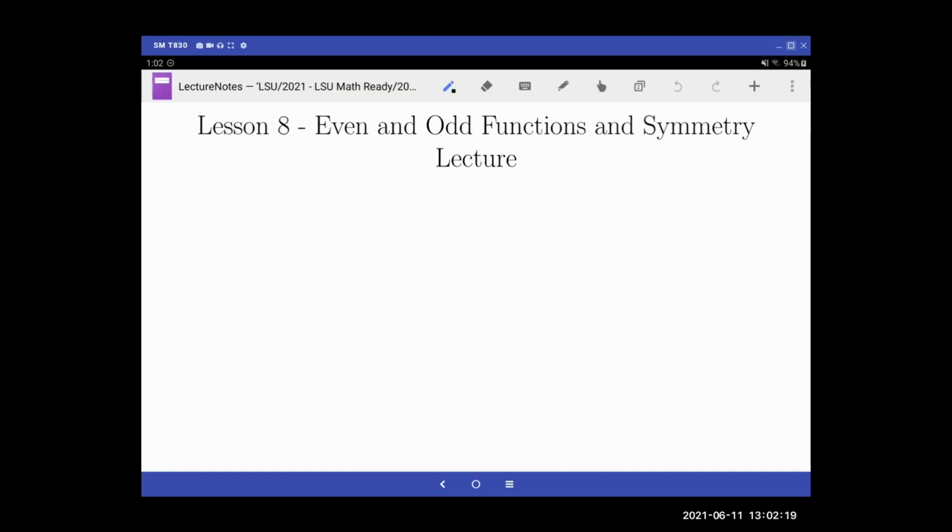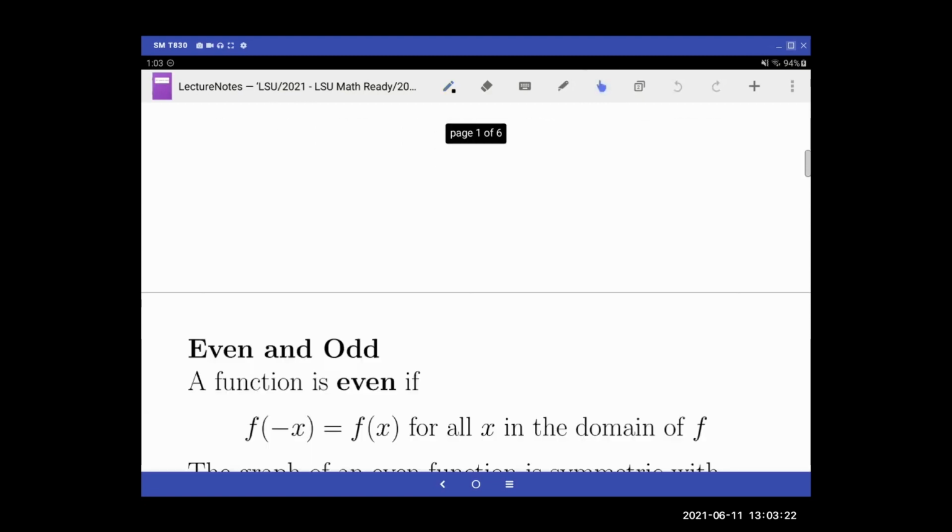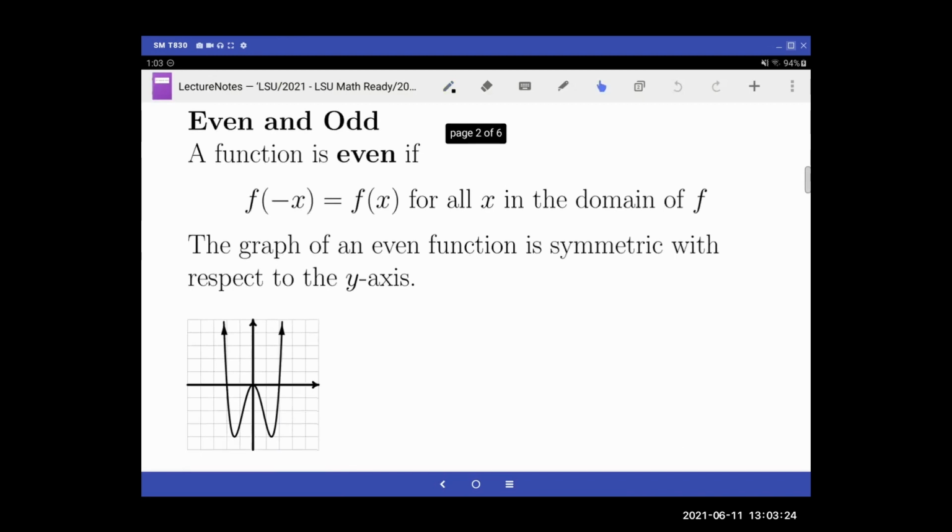Okay, so now this is lesson 8, even and odd functions and symmetry. We're still dealing with functions. We're going to start off with something you notice about many numbers: some numbers are even and some numbers are odd. We'll talk about that because you can have even and odd functions.